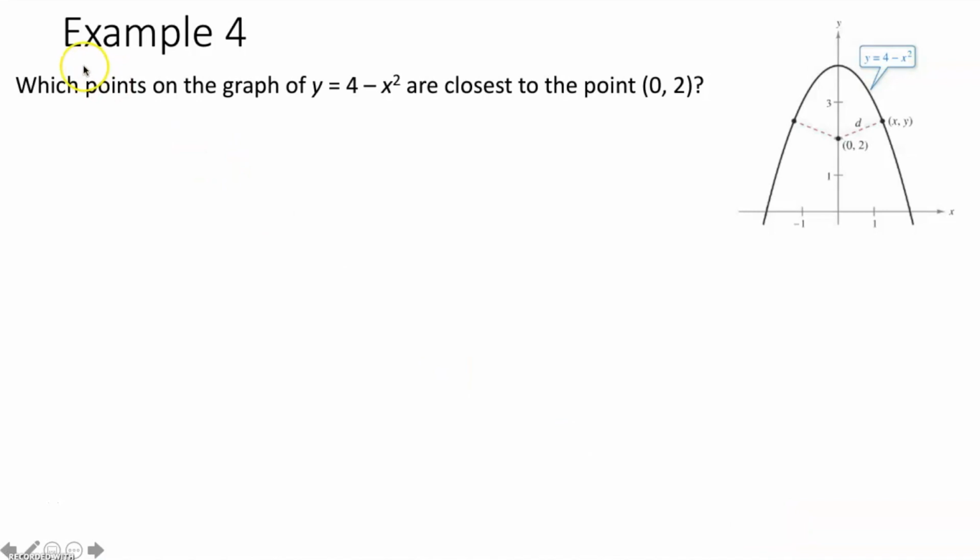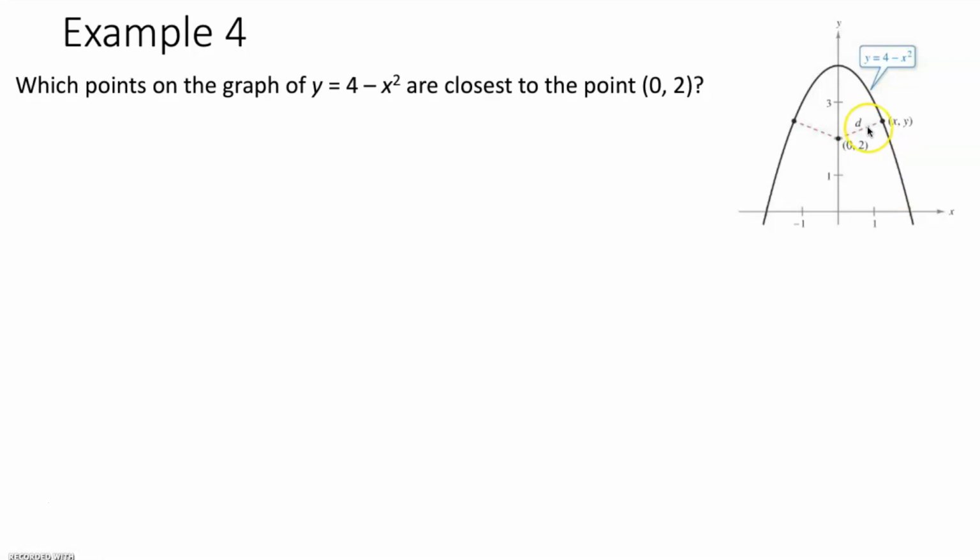Now, example 4 says which points on the graph of y is equal to 4 minus x squared are closest to the point 0, 2. Now, this may not look like it at first, but this is an optimization problem. We're trying to figure out the shortest distance. We're trying to minimize the distance between 0, 2 and this function here, y is equal to 4 minus x squared. So we're going to go through our optimization problem steps.